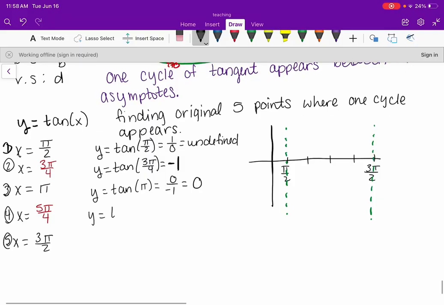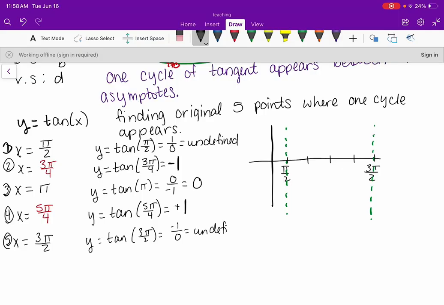5 pi over 4, tangent 5 pi over 4. The reference is pi over 4, or 45 degrees, so tangent is 1. But since it's in quadrant 3, tangent is positive in quadrant 3, so it's going to be a positive 1. And lastly, tangent 3 pi over 2 is going to be negative 1 over 0, which is undefined. And we have an asymptote there, so that makes sense.